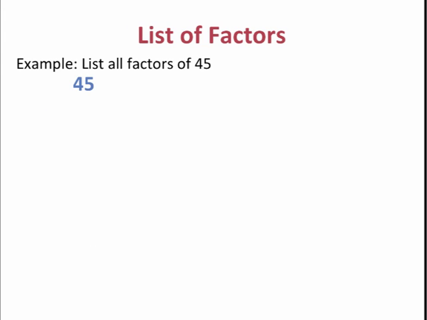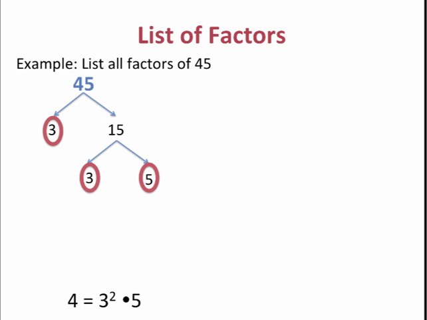A second example is the number 45. I'll repeat the same process. I'll do the factor tree and the prime factorization. In this case, I end up with 3 to the second power times 5. And I'll repeat again, I'll look at the list of prime factors first and then break things down into composite numbers second. I start with 1 and the number itself.